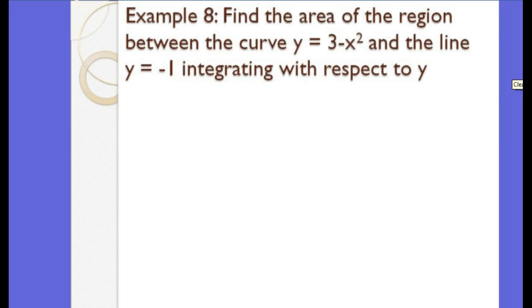Example 8, find the area of the region between the curve for these two functions. Okay, so you have y equals 3 minus x squared. We know that that's going to look like a quadratic shifted up 3 and open down.